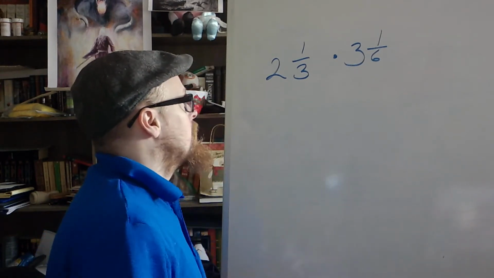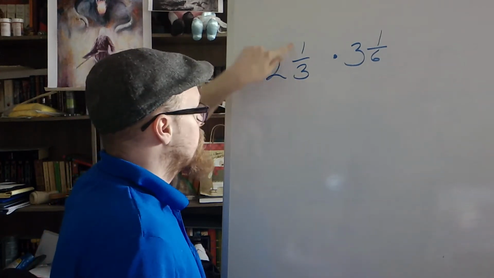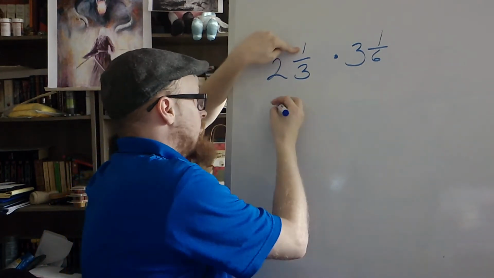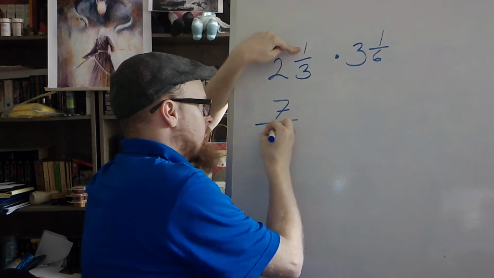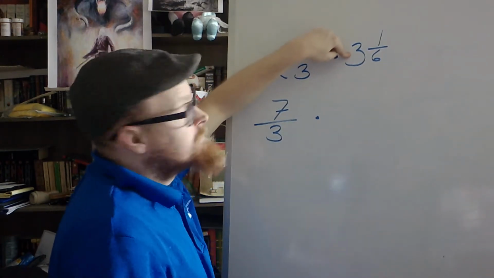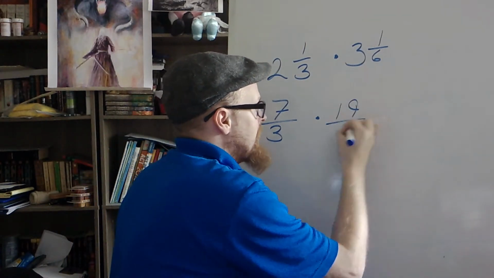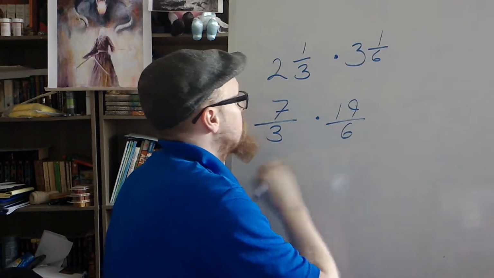Okay? Again, I multiply the whole number by our denominator. 2 times 3 is 6. I add it to the top. 6 plus 1 is 7. I keep my denominator. 6 times 3 is 18. Plus 1 is 19. And I keep my denominator.